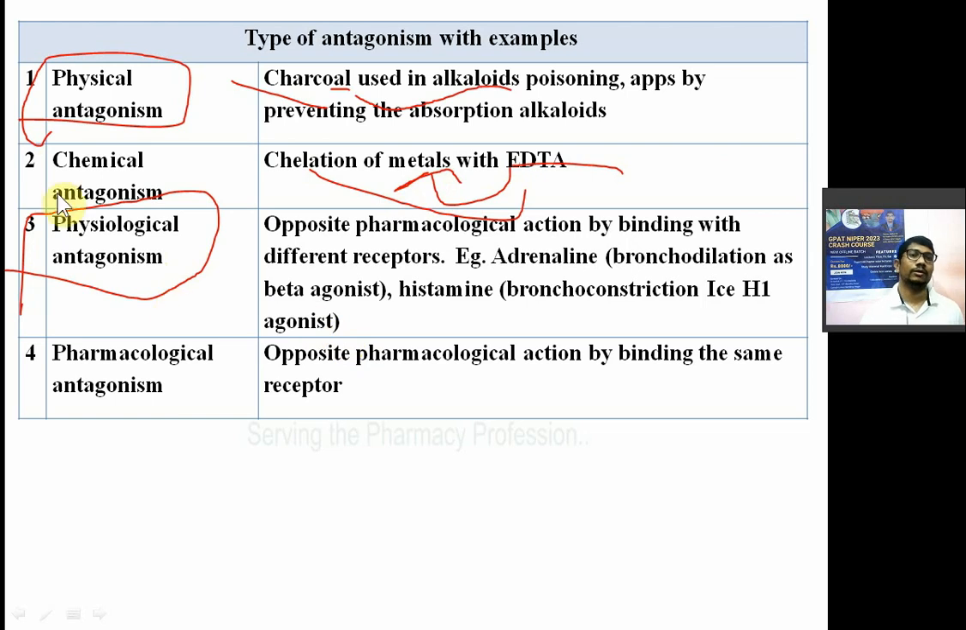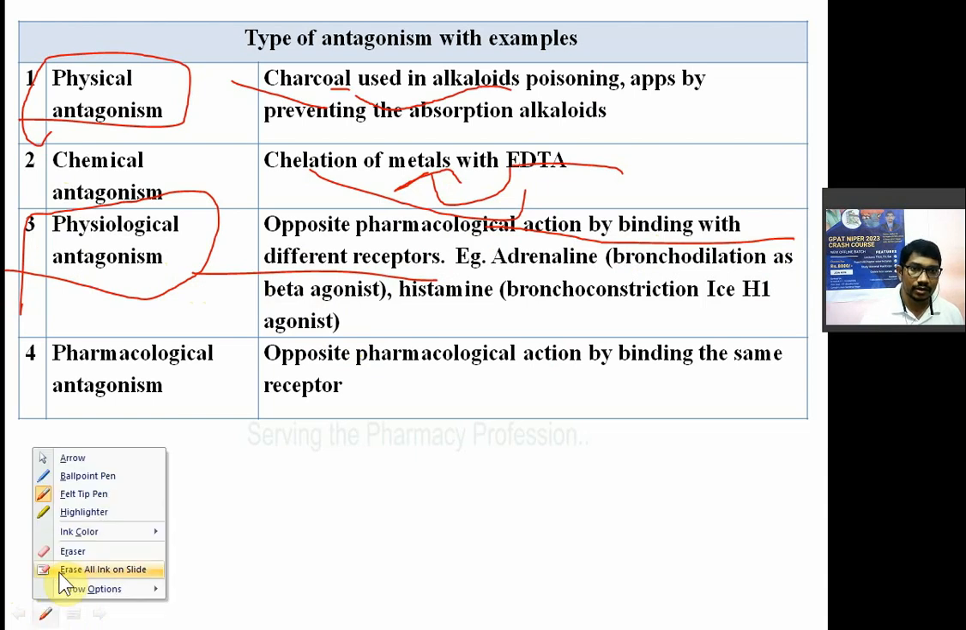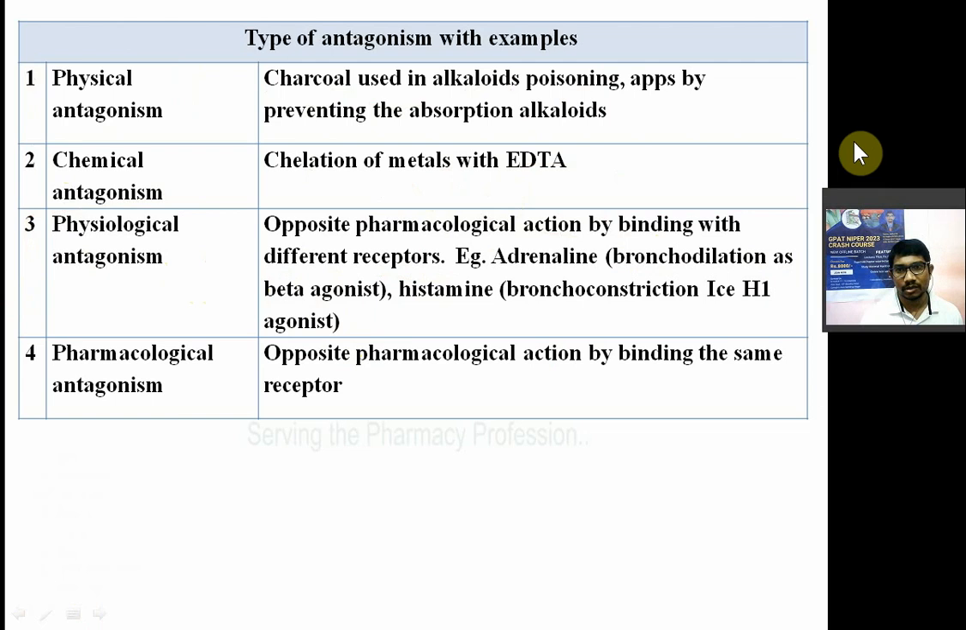So opposite pharmacological actions binding with the different receptor. देखो, opposite pharmacological action produced by binding with the different receptor. ठीक है, opposite pharmacological action कैसे होता है मैं बोलता हूँ. For example, adrenaline, मालूम आपको. So obviously that will stimulate the bronchial smooth muscle and will cause bronchodilation. So adrenaline will cause bronchodilation.